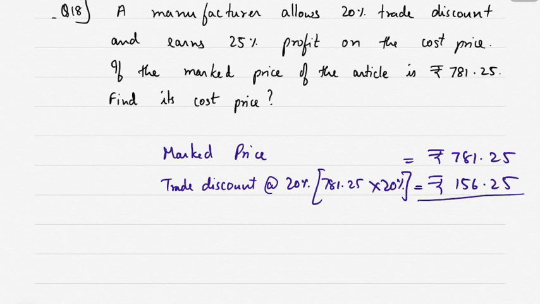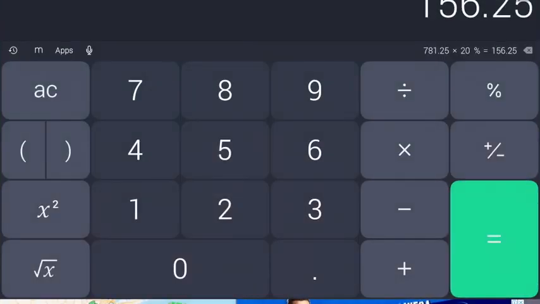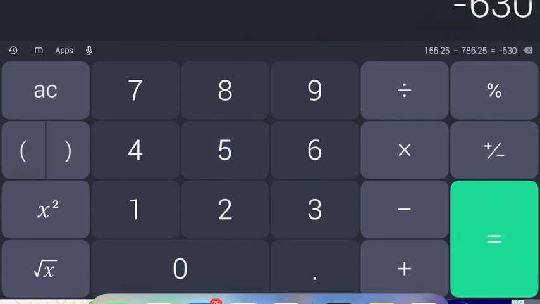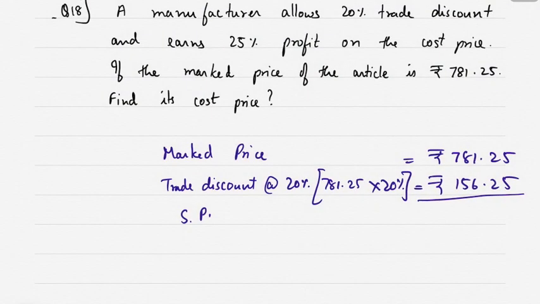781.25 minus 156.25 is the selling price for the manufacturer. It comes to 630. Okay, selling price comes to rupees 630.